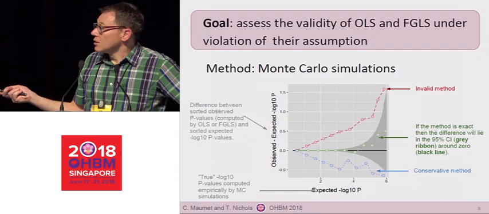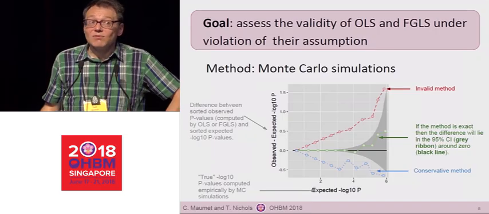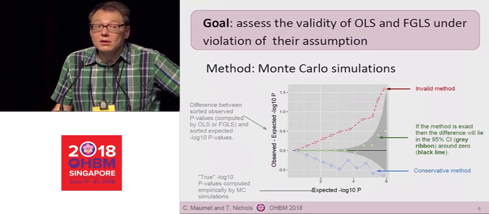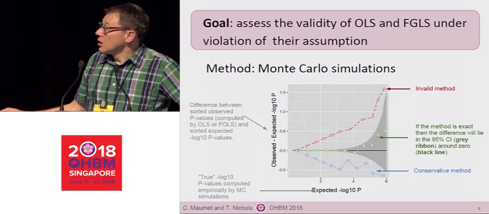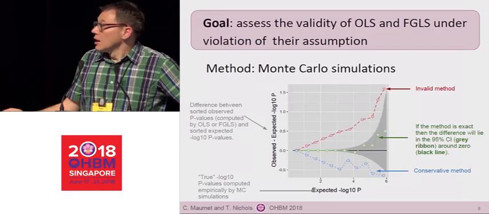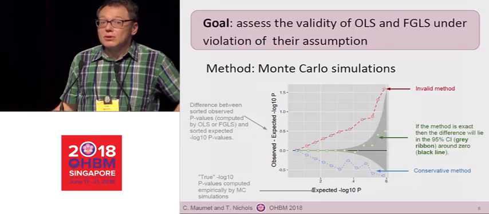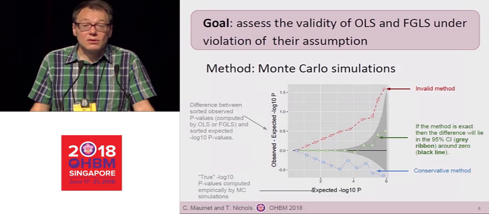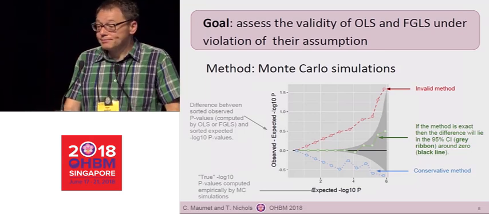And if we have patterns like this, it's telling us that our method is actually invalid. The p-values are too significant. And if they go down here, they're actually conservative. They're not as powerful as they could be. And if they fall within the gray boundary, then we have evidence that we have a consistent and exact test.